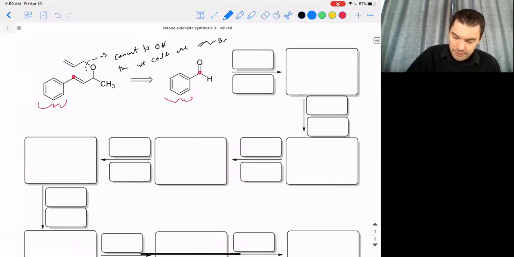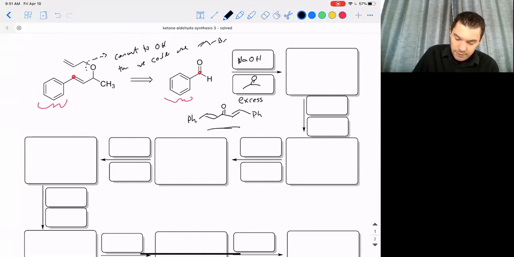So starting from benzaldehyde, what we could do is use NaOH as a base to deprotonate acetone and do an aldol condensation. Now, when we do that, it's important to have excess acetone. If you didn't have excess acetone, you'd end up making a molecule called dibenzylideneacetone, which is this molecule.